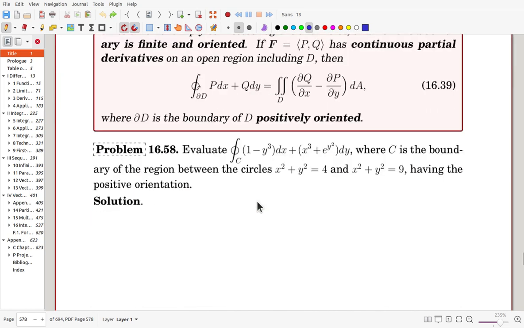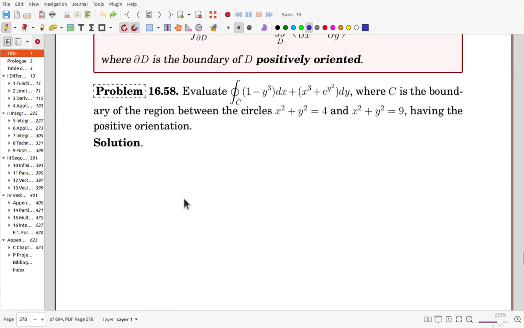Okay, let's try to solve this problem. Evaluate the line integral, where C is the boundary of the region between two circles. One is a circle of radius 2 and the other one is a circle of radius 3, having the positive orientation. Okay, so pictorially you can see the region in this way.